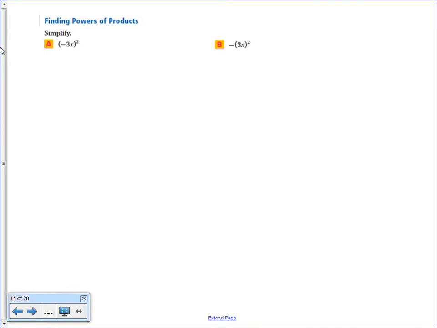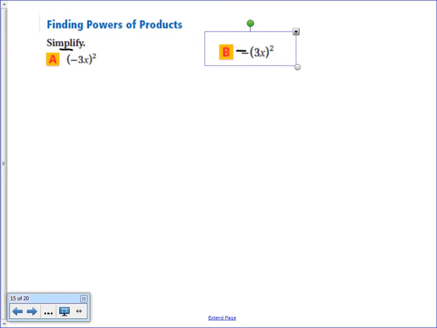So finding powers of products. So notice how inside the parentheses we have a couple different things for letter A and letter B. And what's going to happen when we have that with a power on the outside? So what you're going to do is you're going to take that power, and I'm going to make this a little bigger so it's easier to see. Whenever you have two pieces inside those parentheses, you're going to take that power and you're going to distribute it to both pieces. So you're going to take the negative 3 to the second power and the x to the second power.